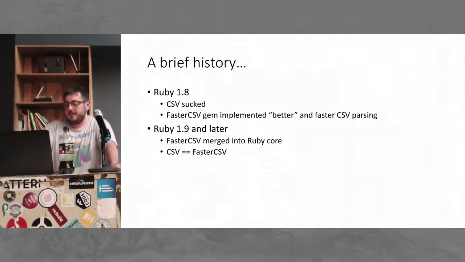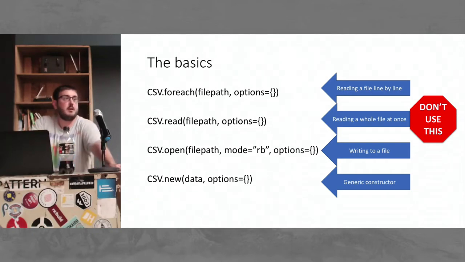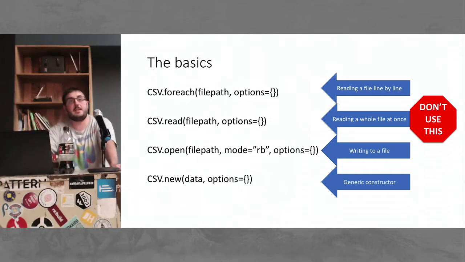There are quite a few main class-level API methods that CSV offers. These are the four main ones. CSV foreach is the primary way of saying, here's your file, read through it line by line and parse it for me. There is CSV read. Pretend that doesn't exist. Never use this method ever, because similar to file.read, it loads the entire file into memory. And not only that, it parses the entire file in memory.